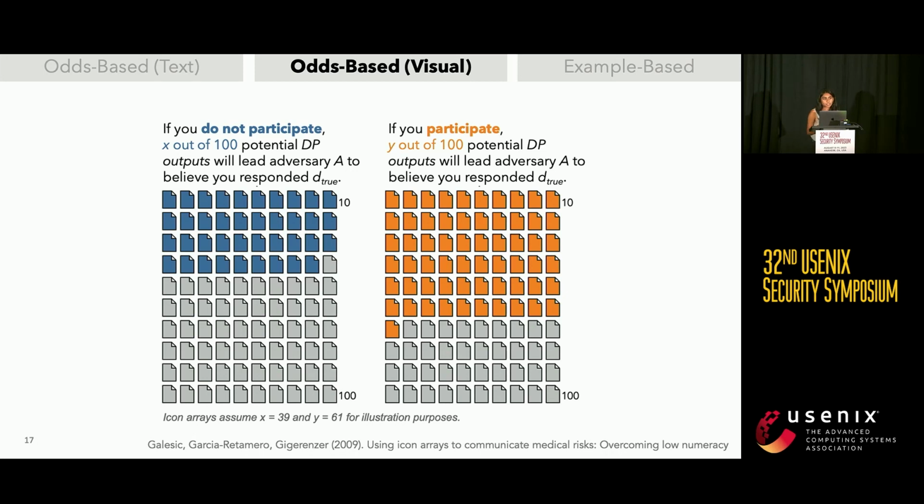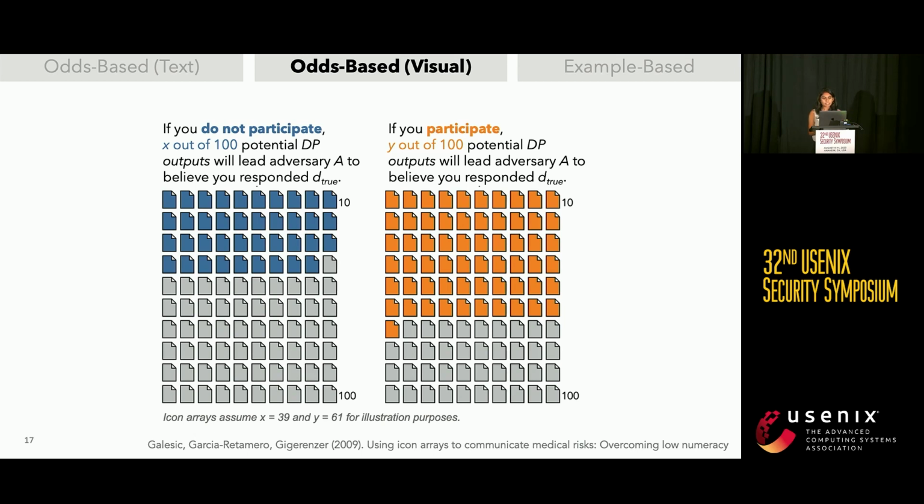This is an adaptation of our odds-based text method. Here we show the same text as before, but we also visualize the probabilities as icon arrays. Icon arrays are a frequency-framed method of visualizing probabilities, and they've been shown to potentially help people with low numeracy skills better reason under uncertainty.